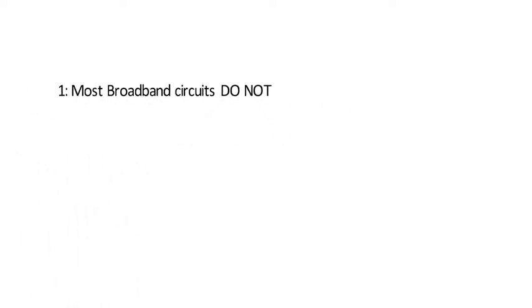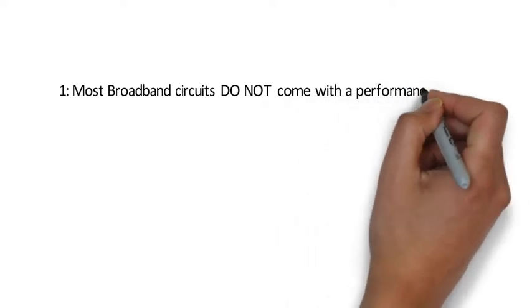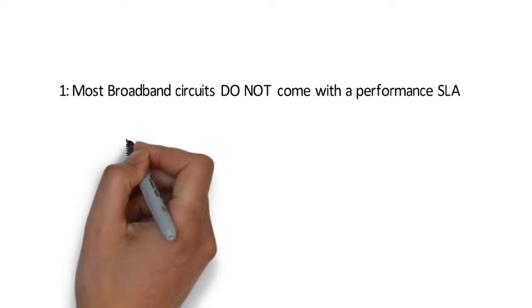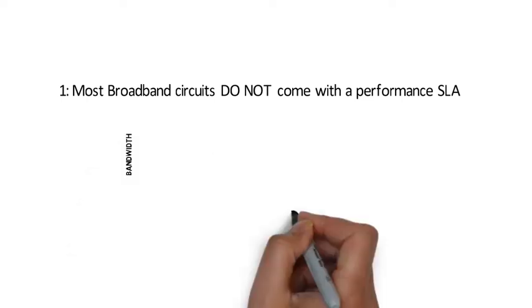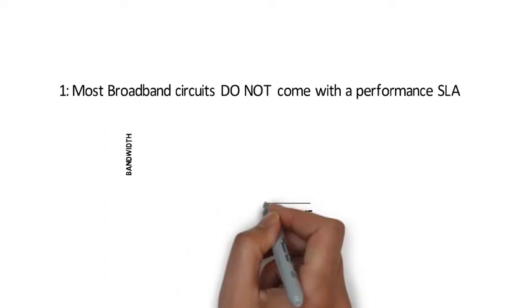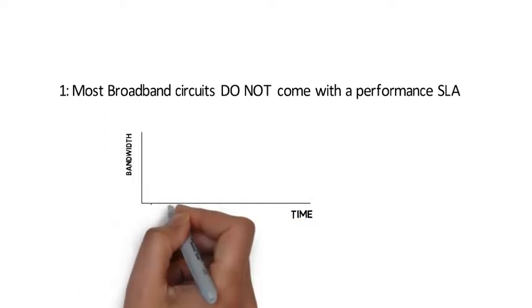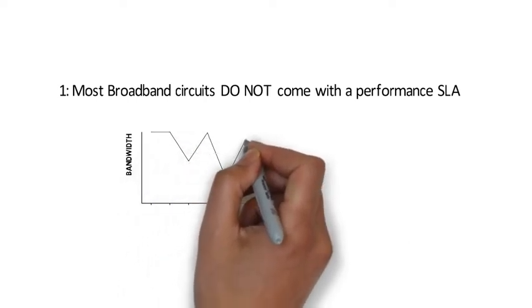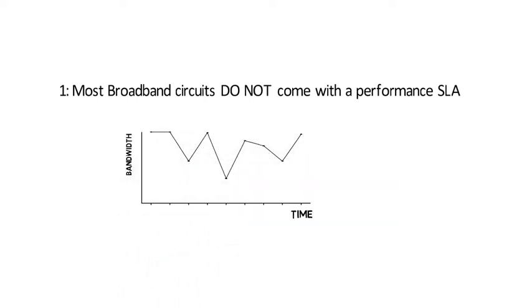Let's start with the big fact. Most broadband circuits do not come with a performance SLA. This is why it's okay for your broadband connection to fluctuate in performance. Most notably, your connection will slow down at peak times, but you may also notice the quality of the connection fluctuates. Poor quality is often worse than a slow connection, leading to poor voice or video calls, or buffering when you're streaming, or slow web page loads.